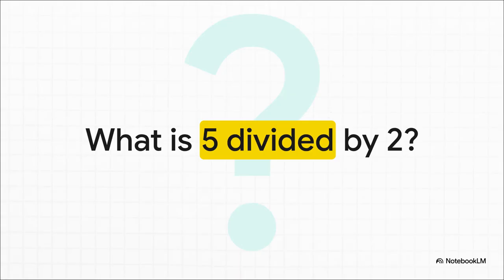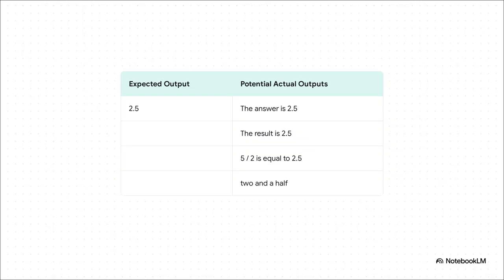Let's start with a ridiculously simple question. To you and me, the answer is obvious. But for an LLM, well, there are a whole lot of ways to be right. Now look at this. Every single one of these actual outputs is totally correct, right? A human gets that instantly. But if you were just doing a simple text check against 2.5, almost all of these would fail. And that right there is the core of the problem. We have to evaluate for meaning, not just for an exact sequence of characters.